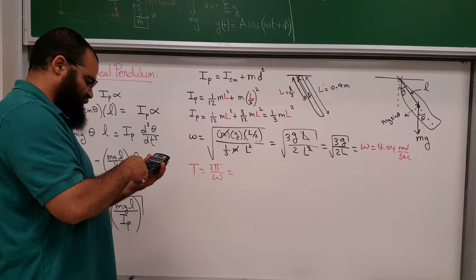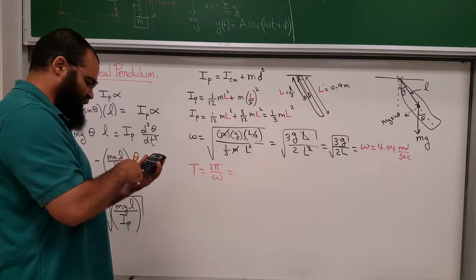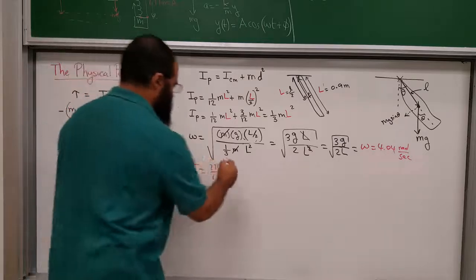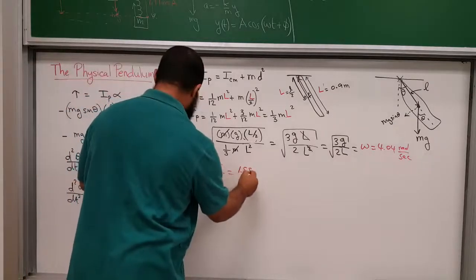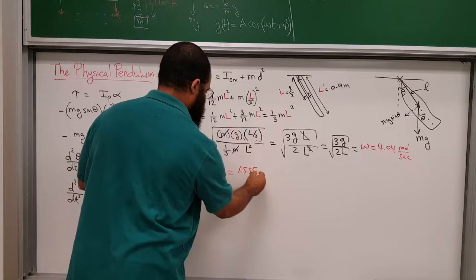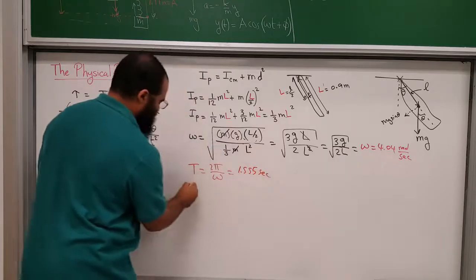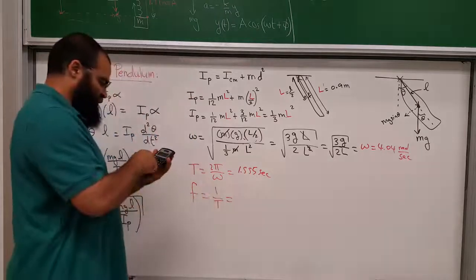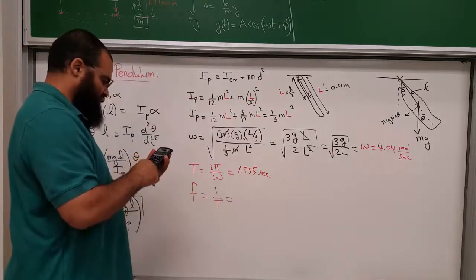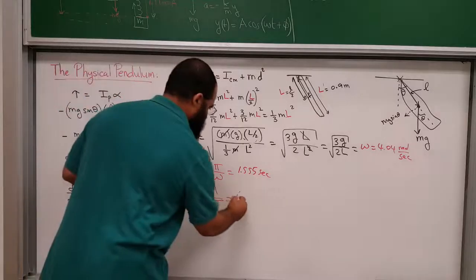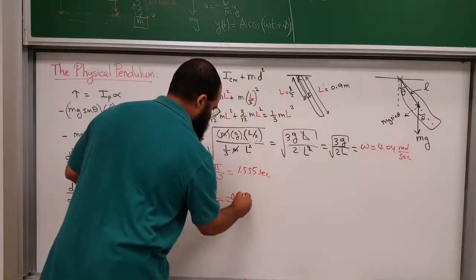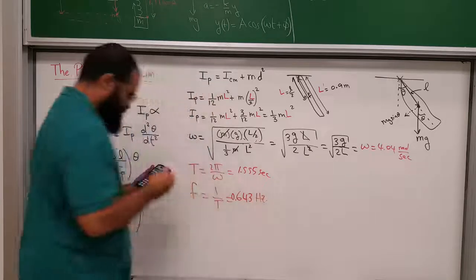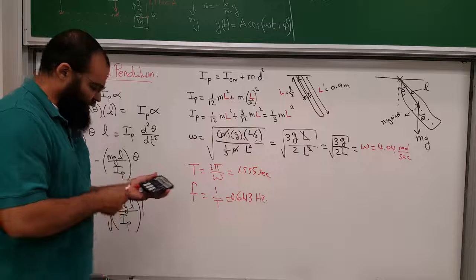So let's do that: 2 pi divided by 4.04 gives me 1.555 seconds. And then if you want the frequency, that's 1 over the period, and you get 1 over that, 0.643 hertz. I think that's good.